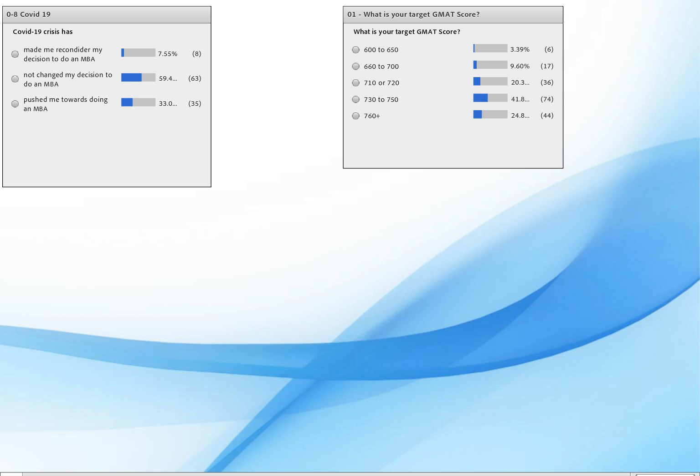All right, target GMAT score: 42% in the 730 to 750 bracket, 760 plus is about 25%, 710, 720 that's about 20%, and then about 15% if you are in the 600 to 700 bracket.